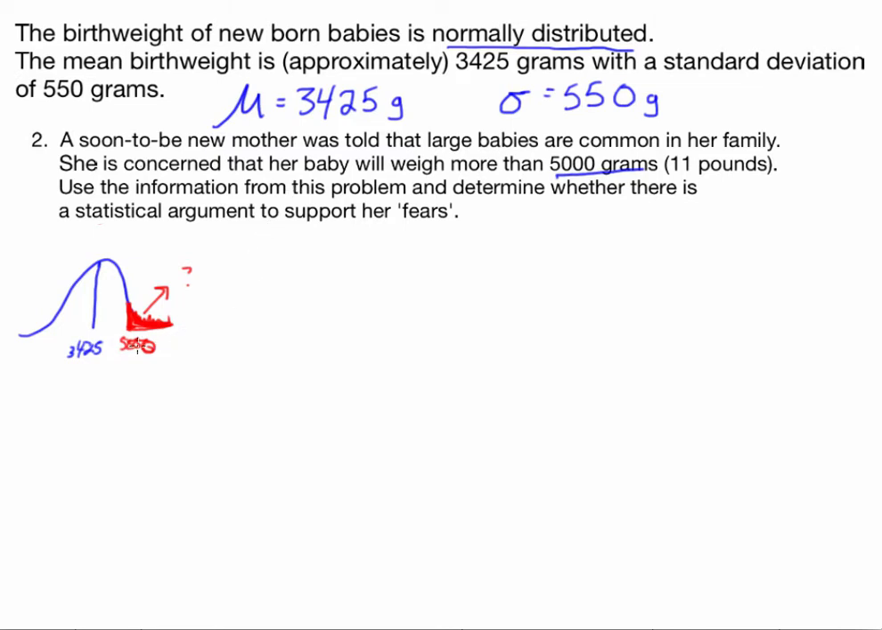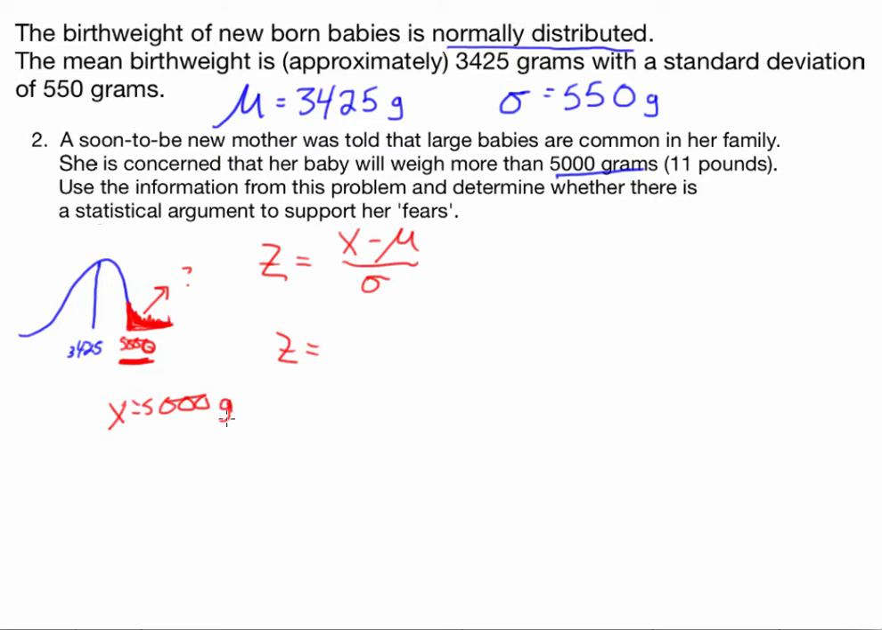And a z-score, remember, is just figuring out how many standard deviations away something is. So our z-score, if we were to consider the formula, is our observation minus the mean, divided by the standard deviation, which in this case, our observation is 5,000 grams.